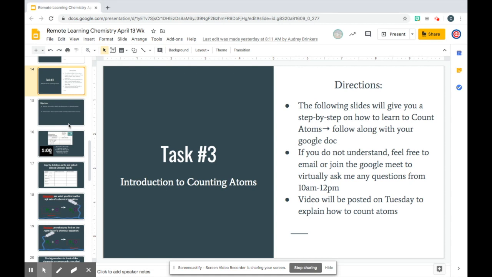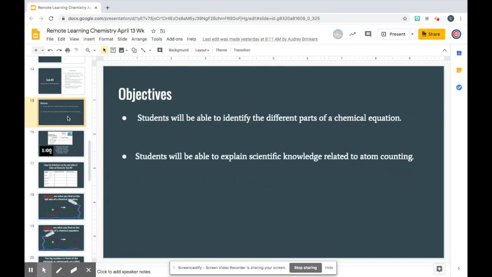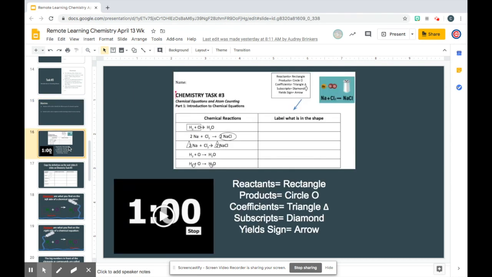Okay, so I'm going to move on to the objectives. The student objectives are: students will be able to identify the different parts of a chemical equation, and students will be able to explain scientific knowledge related to atom counting. Also, at any point in this video, feel free to pause if you feel like I'm going too fast. Just to start off, the very first part of the task, you see I put a screenshot up here on the slideshow.